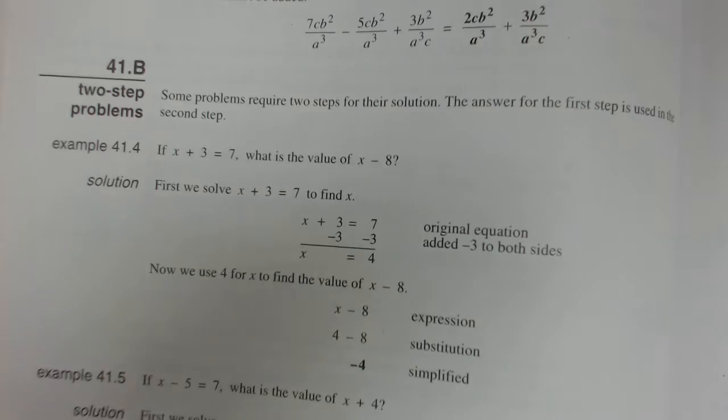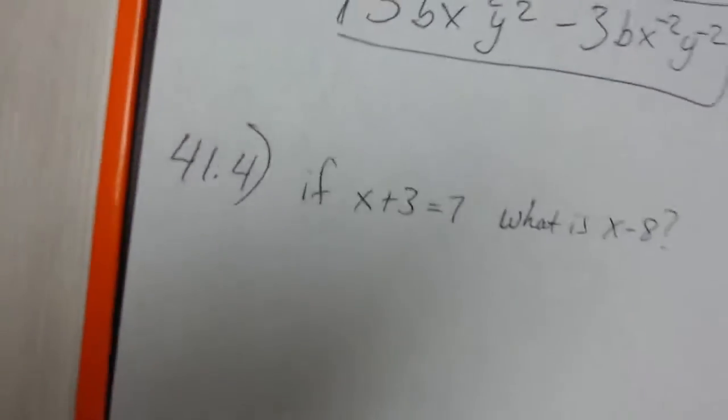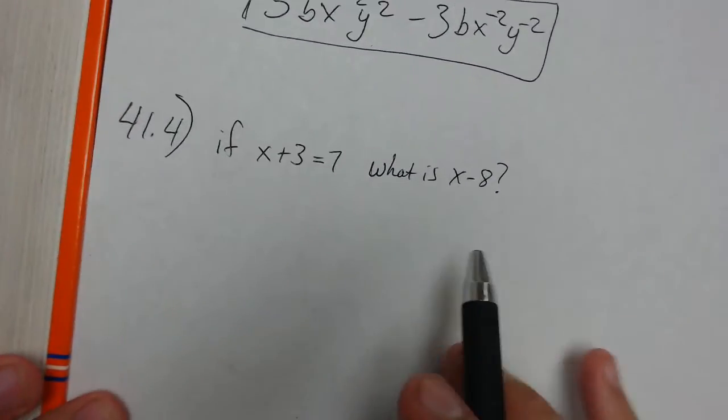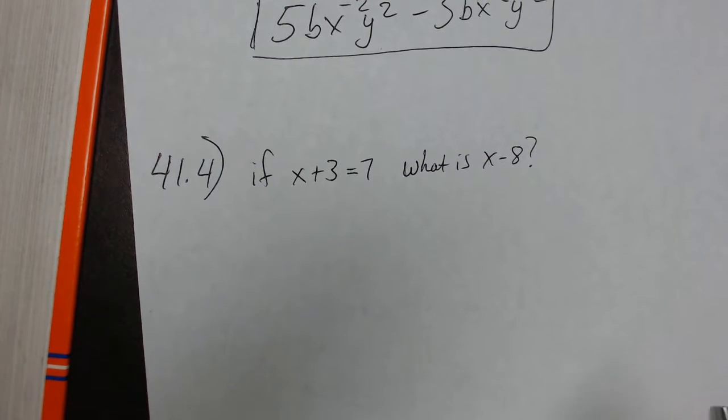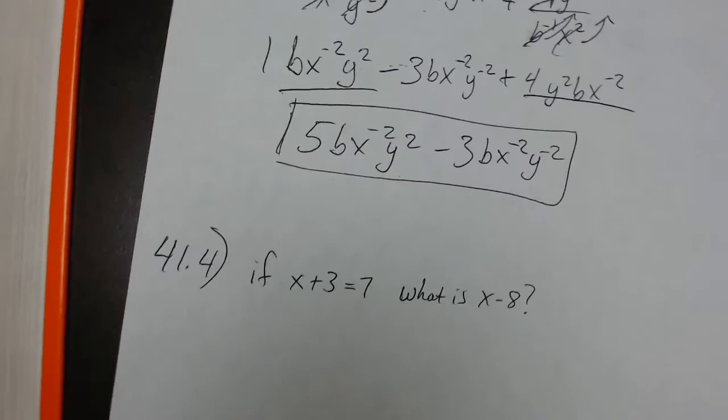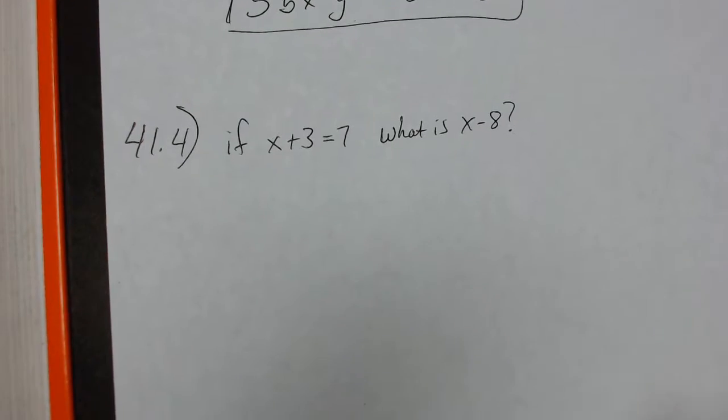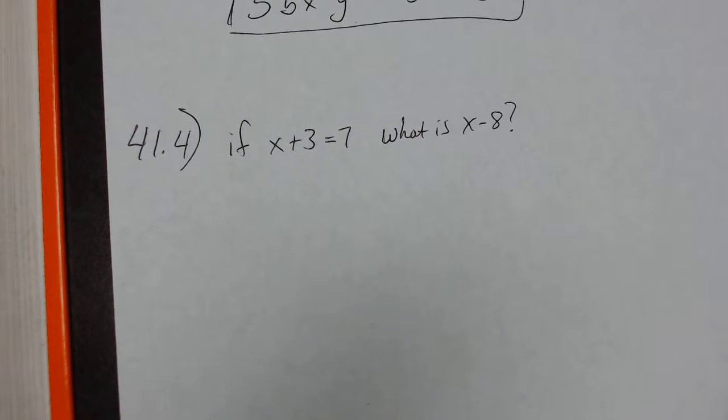All right, so let's get started on 41.4 on the paper. They tell us that if x plus 3 equals 7, what is x minus 8? So, hold on, the camera's a little, there we go, that's better. I was trying to get it all straight and centered and it just looked wrong.